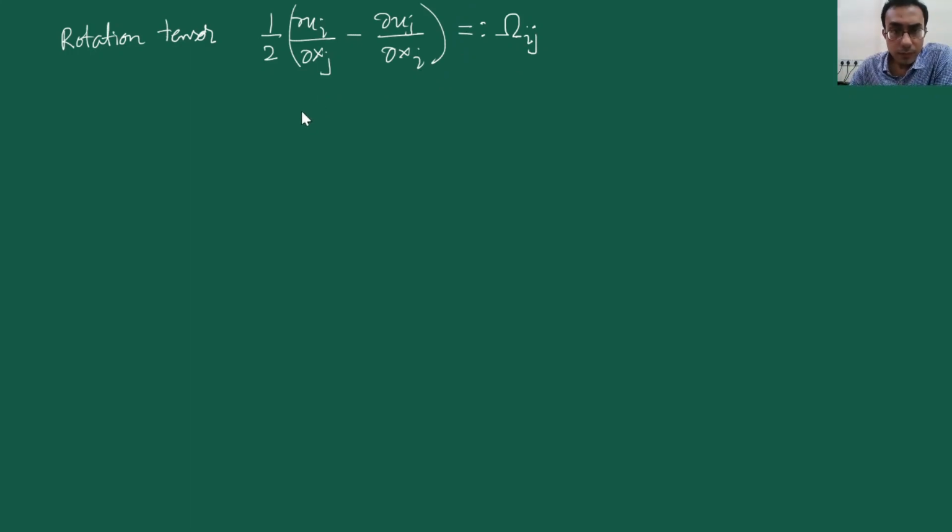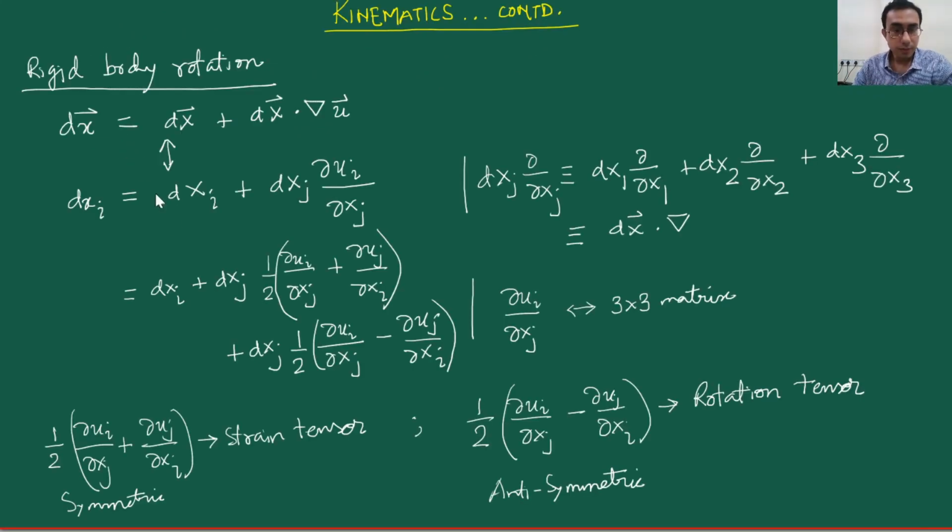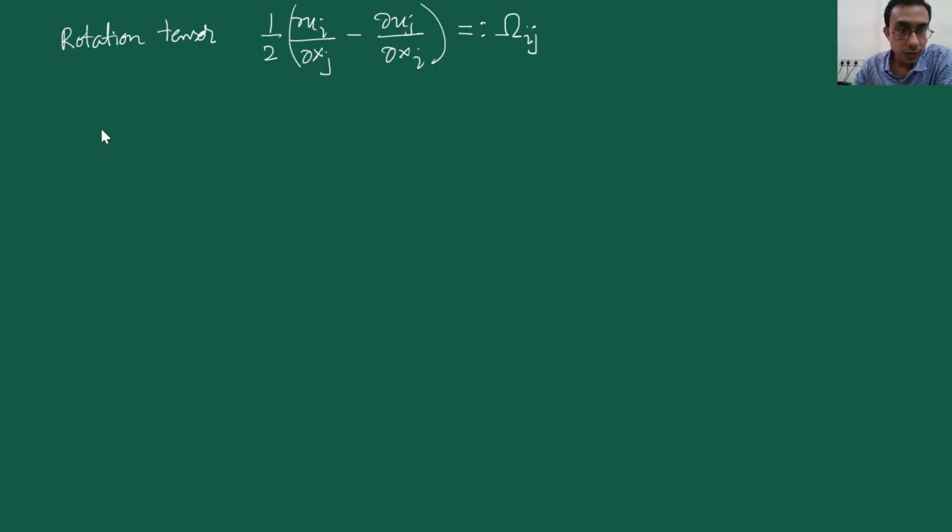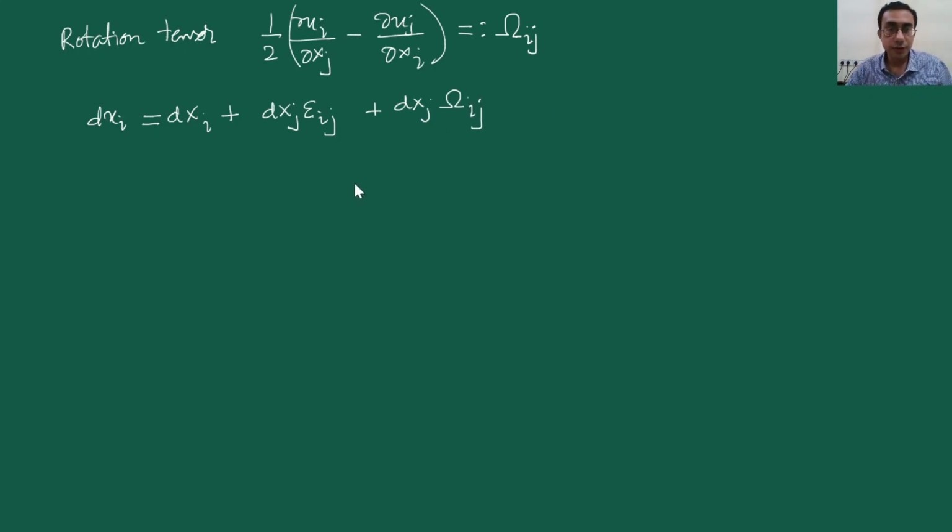Now based on this, we can quickly go back to the equation that we had written earlier, and we can write this in terms of the epsilon and the omega. So we can write d small xi is equal to d capital Xi plus dxj epsilon ij plus dxj capital omega ij.